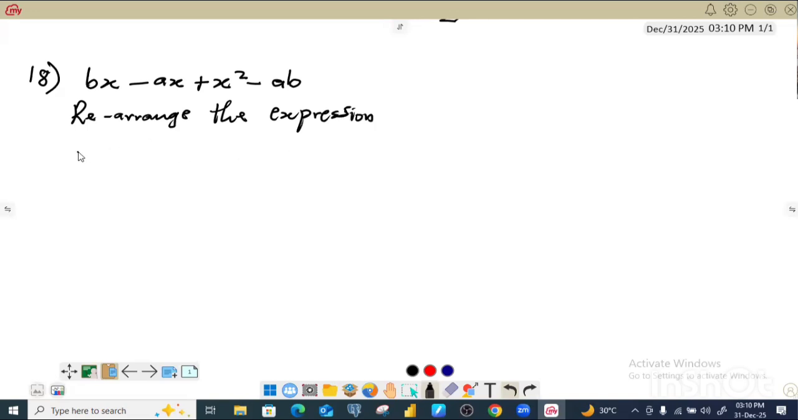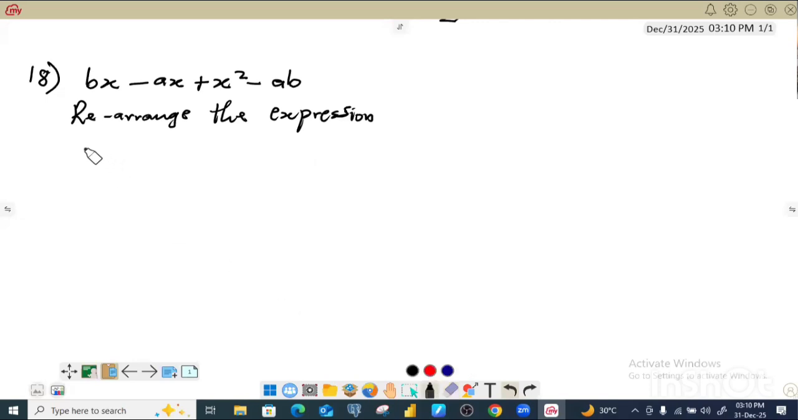So in doing that, we can have something like bx plus x squared minus ab minus ax. I'm just looking at something there. We won't have that factor x minus a, so the arrangement will not follow this pattern. Let's look at another pattern. They've given us a factor already, so we need to work towards that factor.